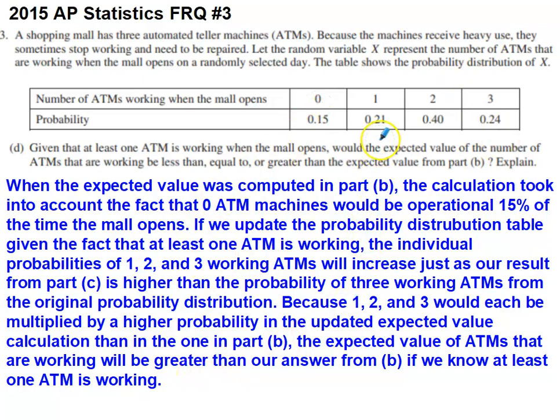If you would actually build the new probability distribution table, right, eliminate 0 as a possibility and do a calculation like you did in part C to adjust this 0.21 upward a little bit, do another one similar to what we did in part C to adjust this 0.4 up a little bit, we already know what this is going to adjust up to. But if you actually compute the new expected value, that would be another way to do this without having to really get into the wording here.